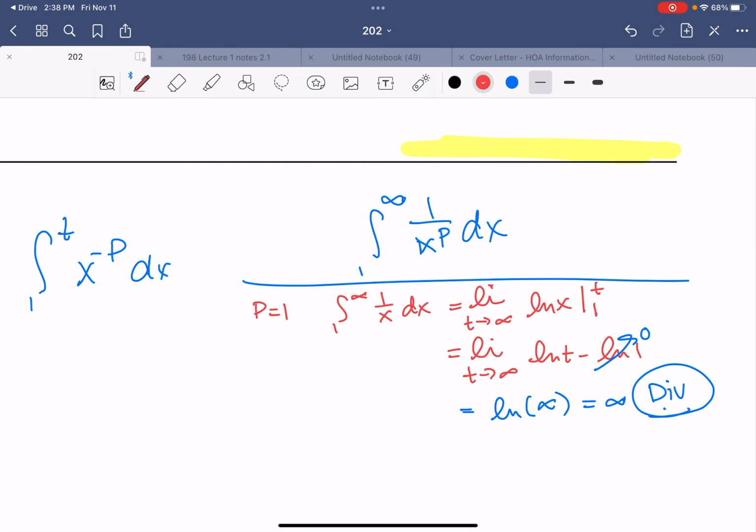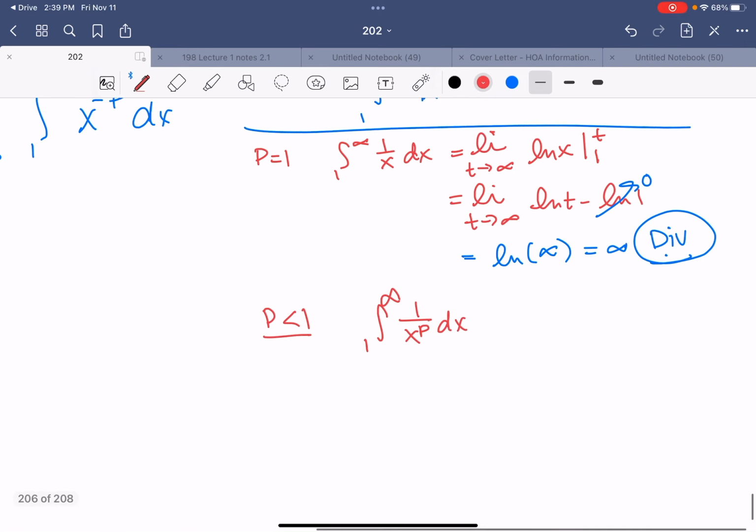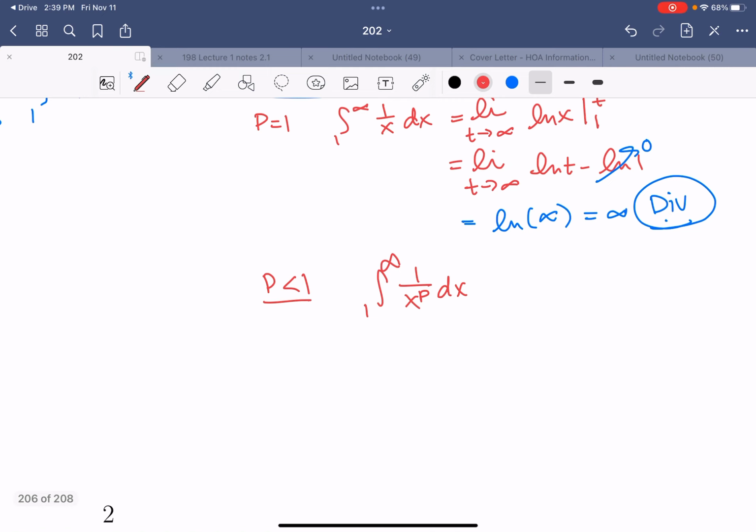Okay. What happens if p is less than 1? Well, when you take this limit, so this is the limit as t goes to infinity, and the antiderivative at that point, right, because now you're working with, hold on, let me write it. You're working with the integral from 1 to infinity of 1 over x to the p dx, where p is less than 1. So if p is less than 1, then when you set this up, we take the limit as t goes to infinity, integral from 1 to t, 1 over x to p dx.